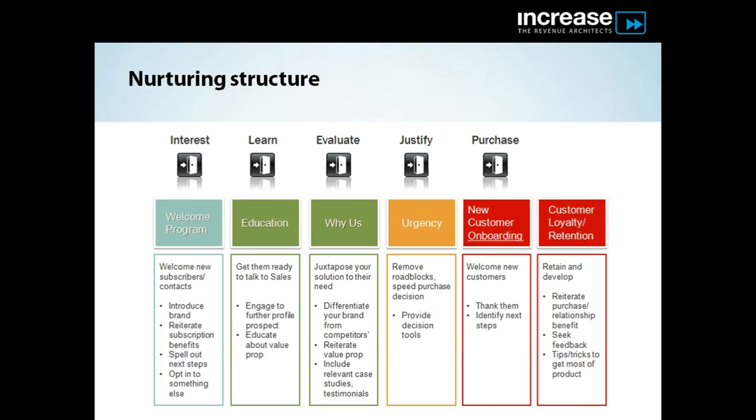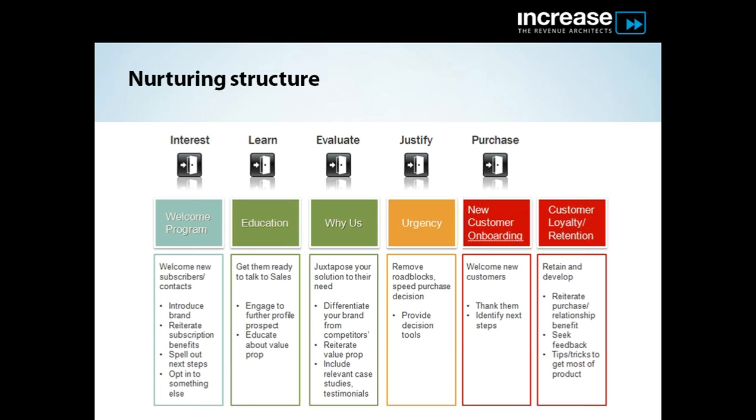We could have a welcome program, welcoming new subscribers or contacts, depending on what you do. We introduce our brand and talk about what you can expect from our business. When you first interacted with Increase, maybe you went into our welcome program and got a few emails from our CEO welcoming you to our business, and maybe from someone from support that offered their help. That could be a welcome program.